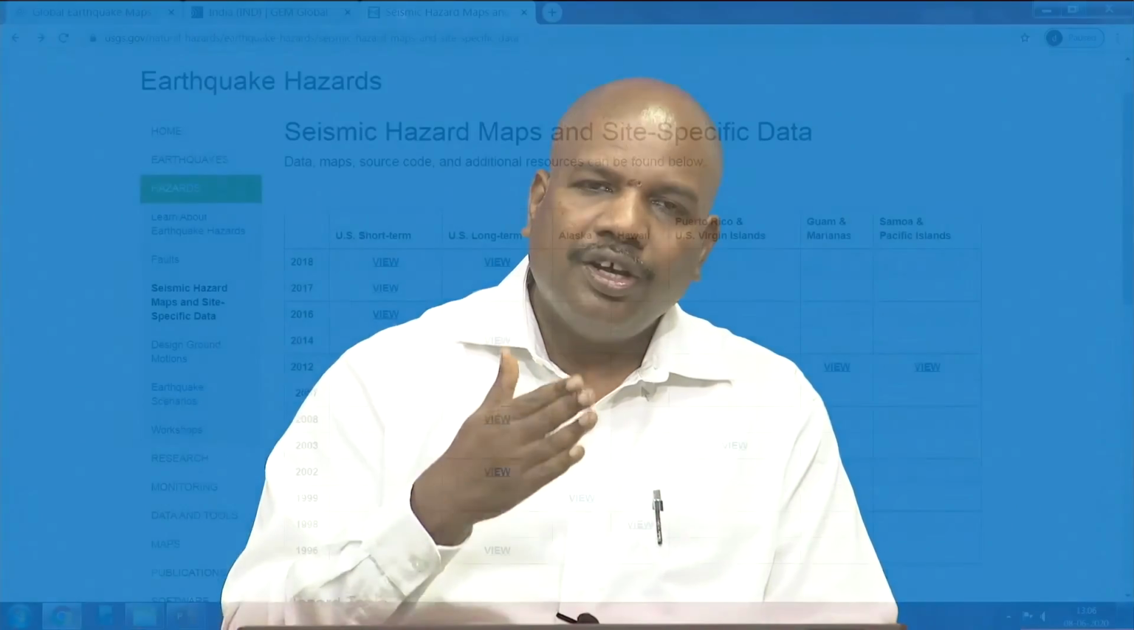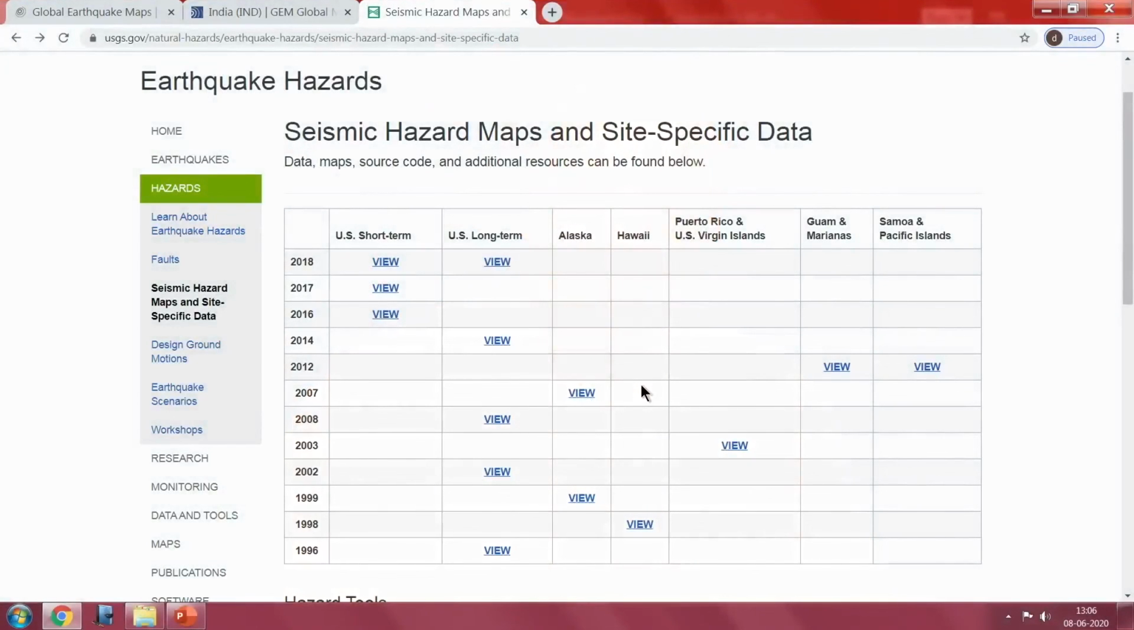You can see that these people prepare a hazard zonation map, a risk map and an exposure map with time intervals. Let us see how our maps are prepared in India and how reliable these maps are. In the next class we will be discussing that.